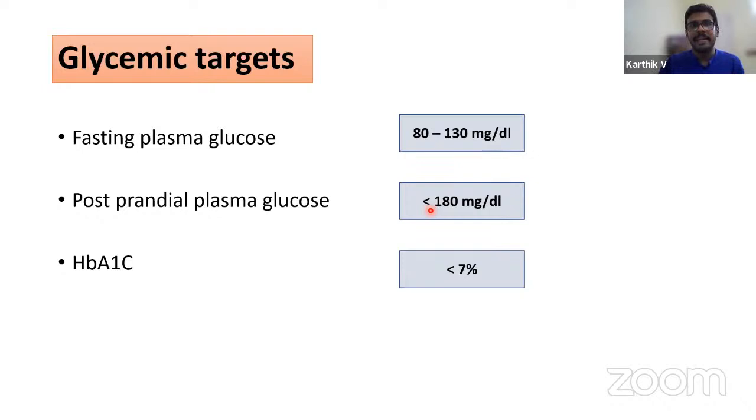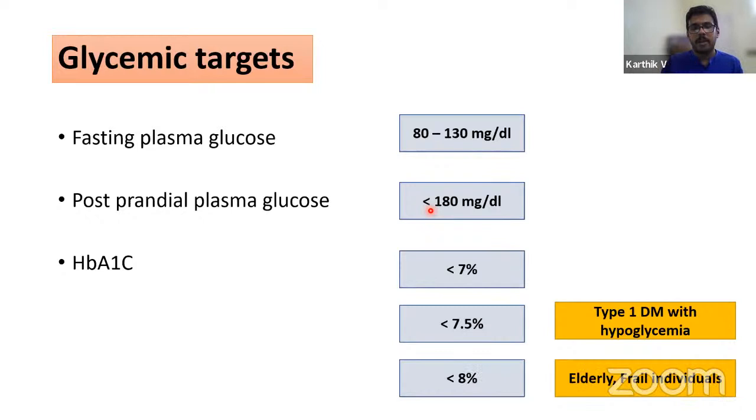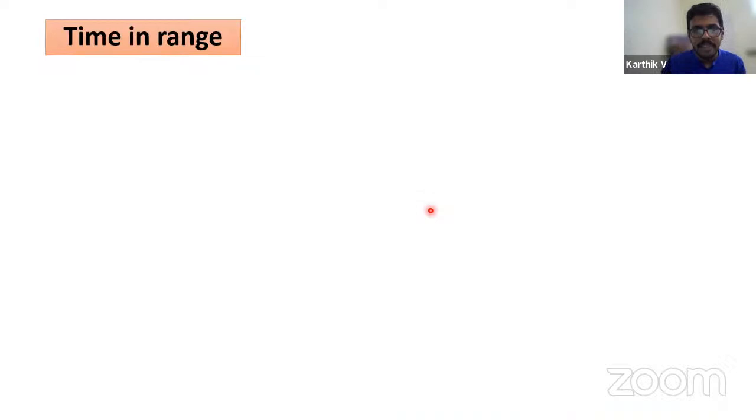And it says that a relaxed A1C cutoff of 7.5% can be considered in type 1 diabetes with recurrent hypoglycemia. And a more liberal cutoff of around 8% can be considered for elderly and frail individuals. So these were the conventional three targets which were proposed by ADA, but now they have included the time in range also, a very important concept.